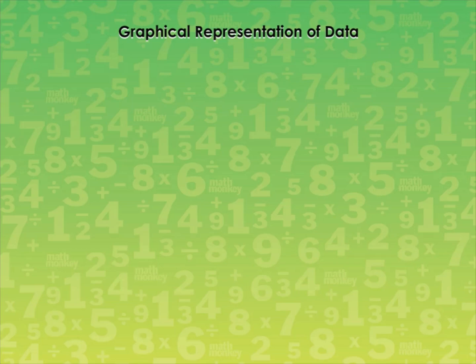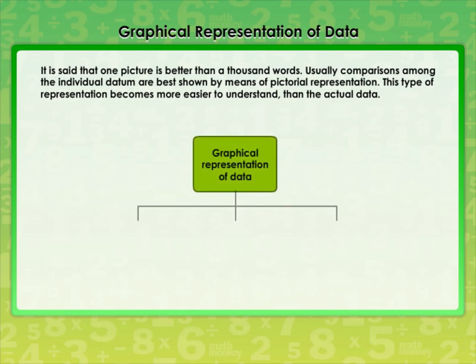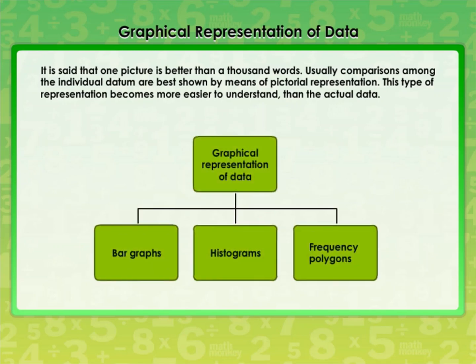Graphical representation of data. It is said that one picture is better than 1,000 words. Usually, comparison among individual items is best shown by means of graphs. This type of representation then becomes easier to understand than the actual data. In this chapter, we shall study 3 types of graphical representation of data: bar graphs, histograms of uniform width and varying width, and frequency polygons.